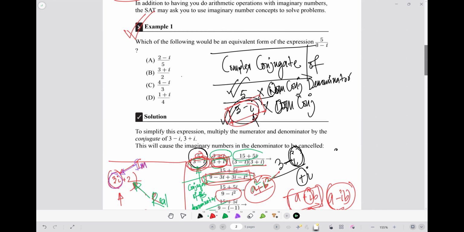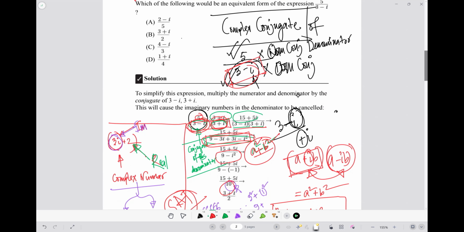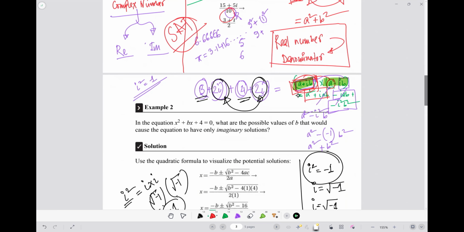There is no necessity to multiply with a complex conjugate in both the numerator and denominator, but why are we doing it? Because we're trying to get rid of the imaginary number from the denominator. Do you have any questions? No. Okay, all right.